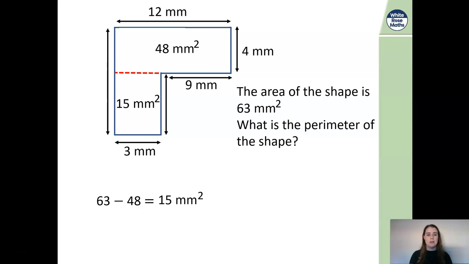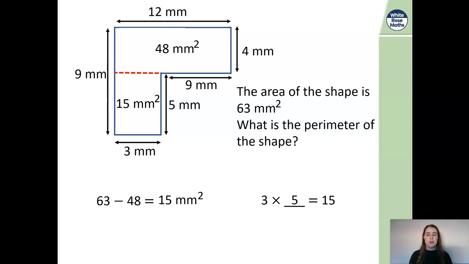Now, in order to work out the external lengths, we know that our number sentence is going to be 3 times something is going to give us 15. We can do the inverse and do 15 divided by 3, and we know that the answer is 5. Therefore, the missing measurement on this side is 5 millimetres long. All we need to do now is to work out the length of that one side. We have our 4 and our 5, we add them together. That's going to give us 9 millimetres long.